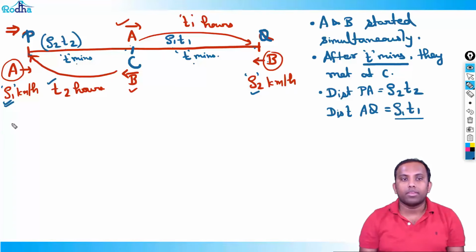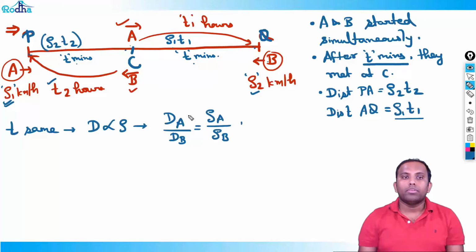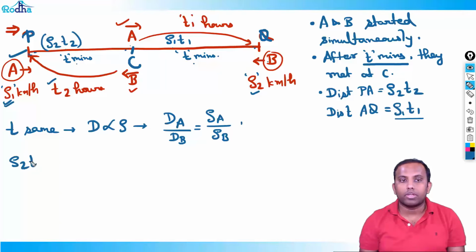Since time is the same, that means time is constant, so distance is proportional to speed. That means distance covered by A by distance covered by B is equal to SA by SB, so dA by dB is equal to SA by SB. What is the distance covered by A? A has covered a distance of S2 T2 in t minutes, so dA is equal to S2 T2. What is dB? B has covered a distance of S1 T1 in t minutes, initially.